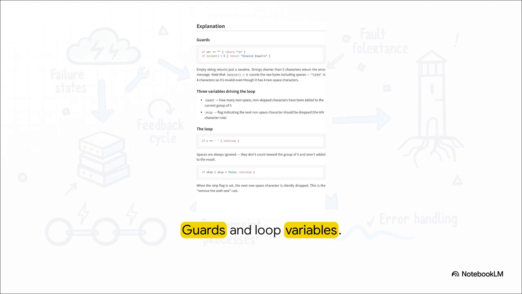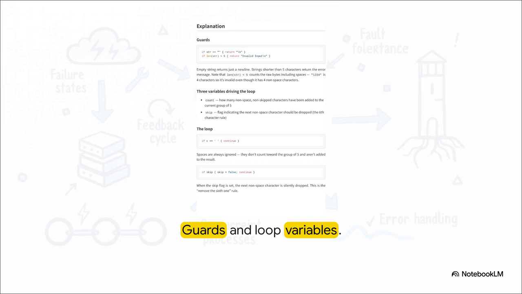But look really closely at that second guard, the one checking if the length of the string is less than 5. Because Go's len function counts raw bytes, this actually includes spaces. That means an input string like 1 space 2 space 3 space 4 is actually 7 bytes long and bypasses the guard entirely. But a compact string like 1 2 3 4 is immediately rejected. It's a slightly blunt but super effective first line of defense.